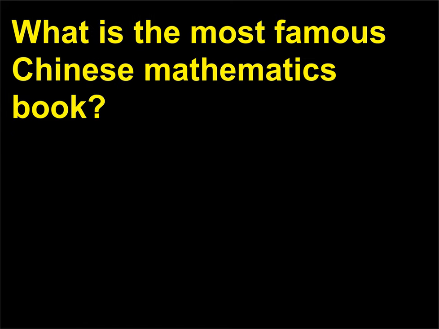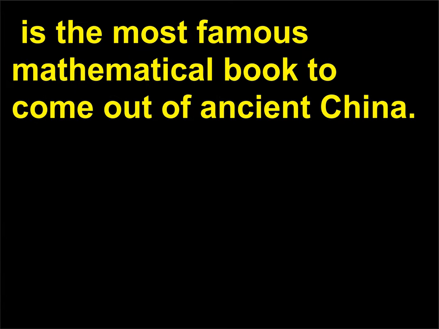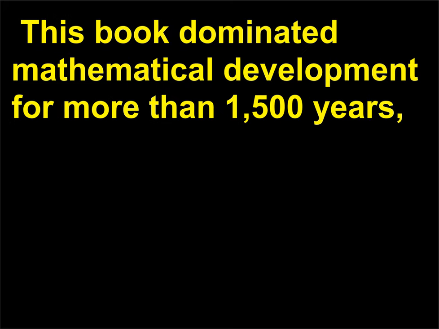What is the most famous Chinese mathematics book? The Jiuzhang Suanshu, or Nine Chapters on the Mathematical Art, is the most famous mathematical book to come out of ancient China. This book dominated mathematical development for more than 1,500 years.